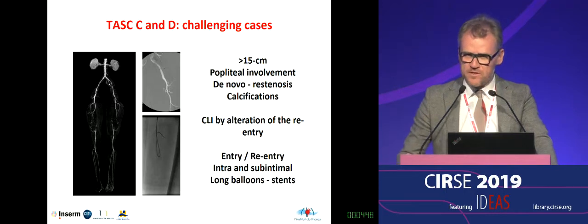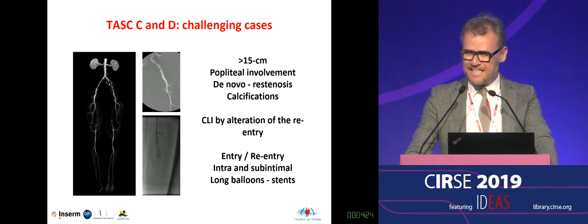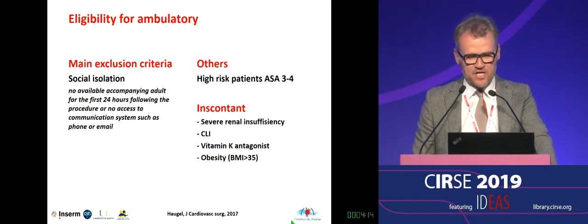lesion. First, these long lesions, TASC C and D, are still challenging cases. Why? Because they are long. In many cases, the popliteal artery is involved. We have differences between de novo and restenosis, and we have also calcification. It's a challenging lesion because of clinical issues. In half of the cases, patients are CLI patients, and finally they are challenging due to technical issues: dealing with the entry and re-entry, with intra or subintimal recanalization, and with long devices to treat this lesion.